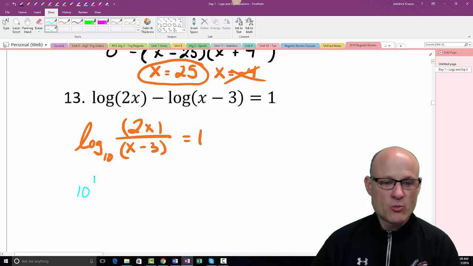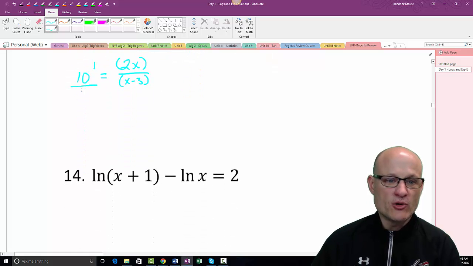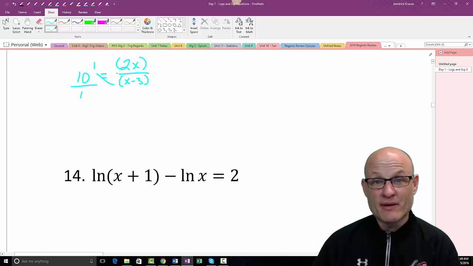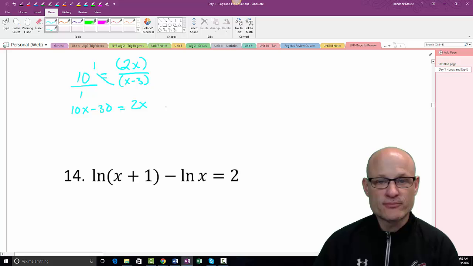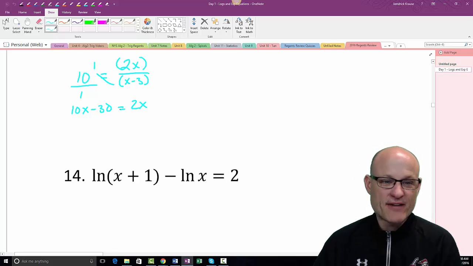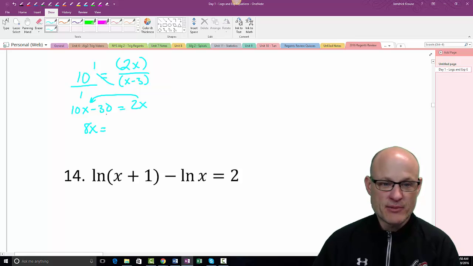So 10 to the 1 is equal to 2x over x minus 3. All right, so now I have a simple fraction ratio proportion set up, so I'll just cross multiply. 10 to the 1, by the way, is just 10. So this becomes 10x minus 30. I'm just going to distribute it to both those. Equals 2x. I don't like having my x's negative, so I'm going to bring this over here by subtracting it, so I get 8x. But that means I got to bring the 30 over there, equals 30, or x equals 30 over 8. All right, if you prefer 15 over 4, that's fine.